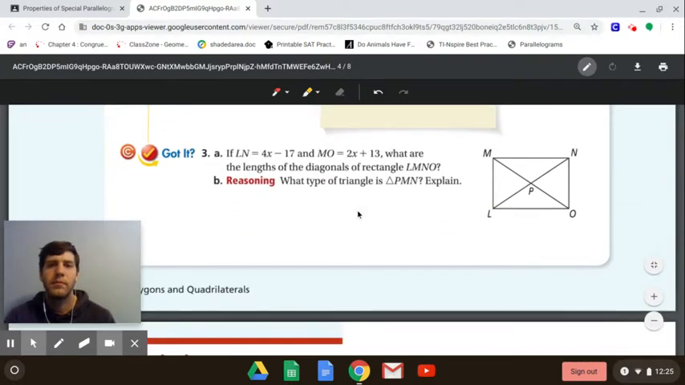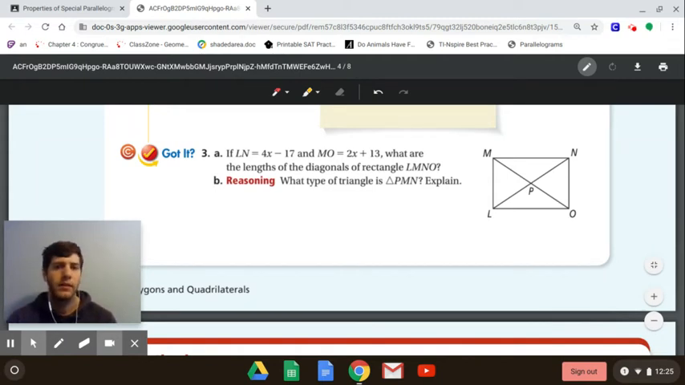All right, here they give you LN and MO. What are the lengths of the diagonals? So we need to find x first and then plug it back in. So for part A, it's a rectangle. So we know diagonals are congruent, so we can do 4x minus 17 equals 2x plus 13.